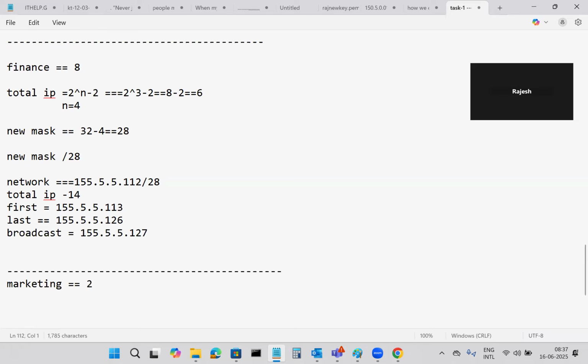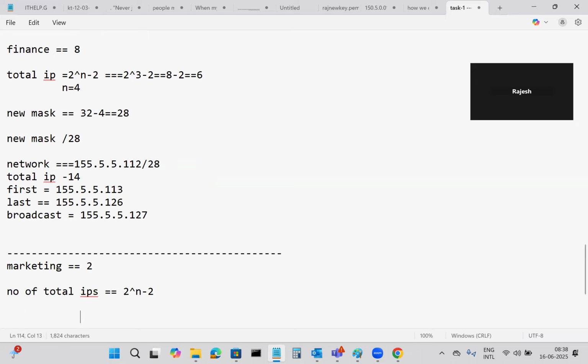Okay, so my requirement is two only. So we'll write the formula: number of total IP is 2 to the power n minus 2. What do we use? If I use n as 1, I will get 2 minus 2, which is 0. I cannot use that. If I use 2, it will fulfill the condition. 2 to the power 2 minus 2 is 4 minus 2, which is 2. Exactly the same. So can I use n as 2 now or not?